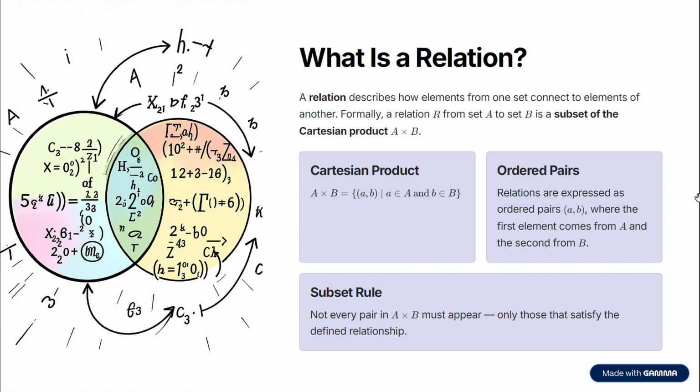Before you learn about a relation, you should know about the Cartesian product. The Cartesian product A cross B, in set notation, is the set of all ordered pairs (a, b), where the first coordinate a belongs to the set A and the second coordinate b belongs to the set B. And the subset rule: not every pair in A cross B must appear, only those that satisfy the defined relationship.